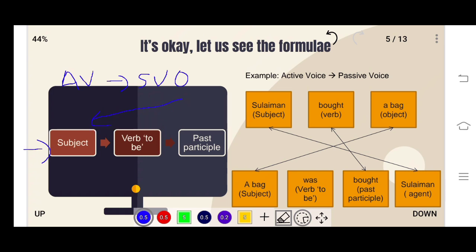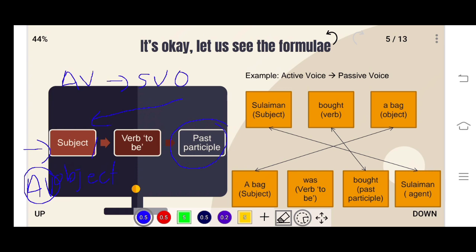So basically the original one is the object, in the active voice. In active voice we call it the object, right? So the object we will change to become the subject, and after the subject we have to put verb to be. Verb to be, you know, is, are, was, and were. So you must know what verb to be is, alright? The next one is the verb. The verb must become the past participle. Okay, we look into the example.